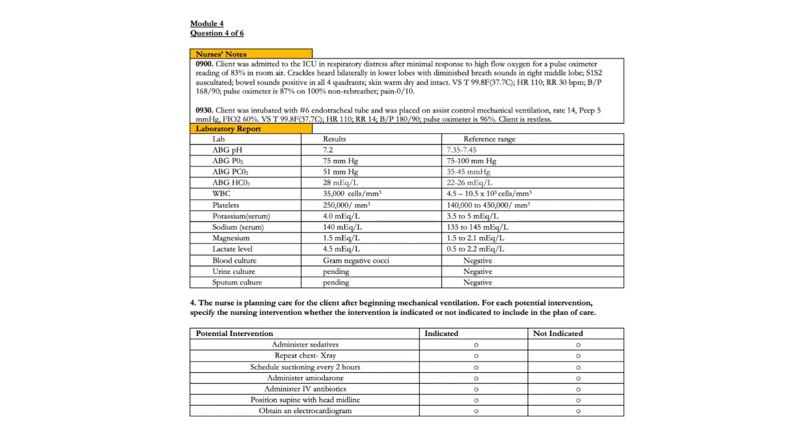plan of care. The potential nursing interventions include: administer sedatives, repeat chest X-ray, schedule suctioning every 2 hours, administer amiodarone, administer antibiotics, position supine with head midline, obtain an electrocardiogram. Remember, identify whether the potential nursing intervention is indicated or not indicated. The video will pause for a few seconds.